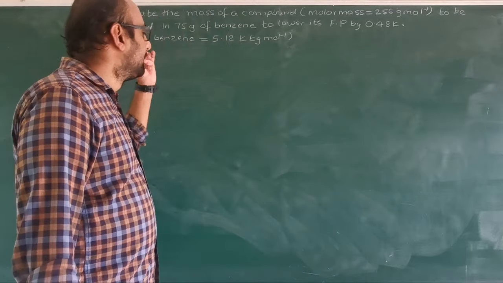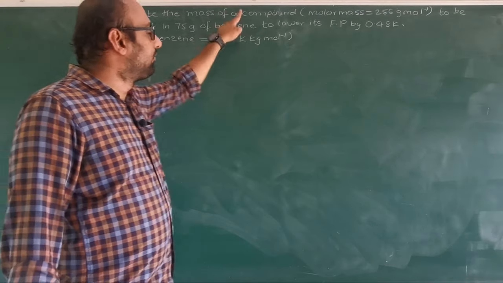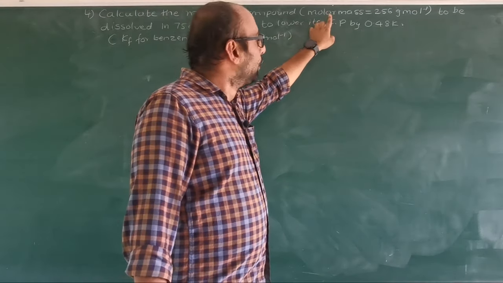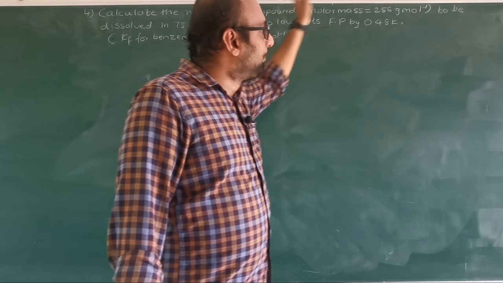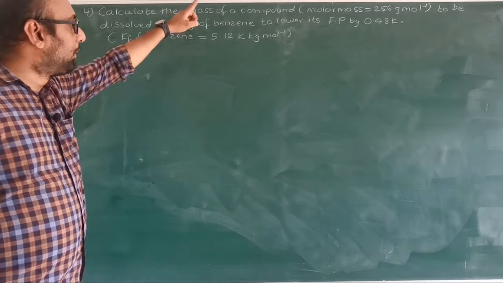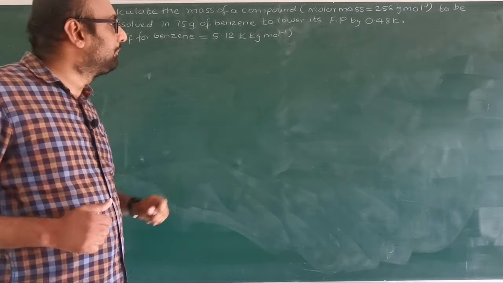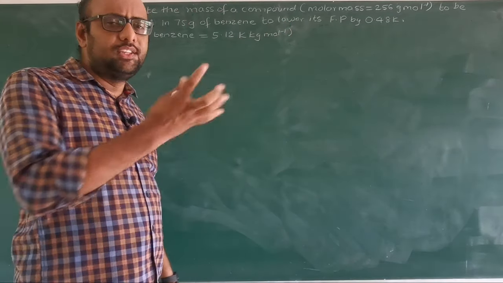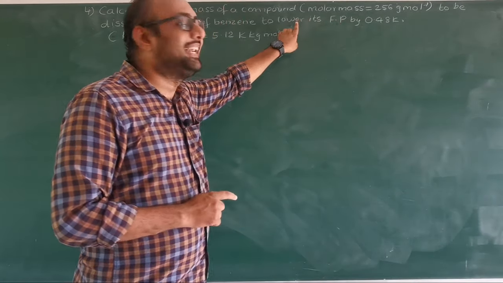Now, moving forward with the next numerical problem, that is the fourth problem, we have to calculate the mass of a compound. You have to calculate the mass or weight of a compound whose molar mass is given. This compound is to be dissolved in 75 grams of benzene, meaning benzene is the solvent. To lower its freezing point, when this solute, this compound, is dissolved in benzene, what happens? Freezing point will get lowered.